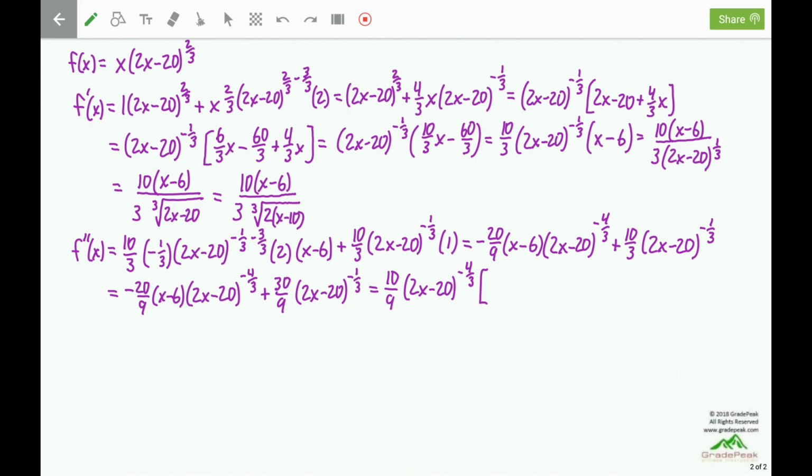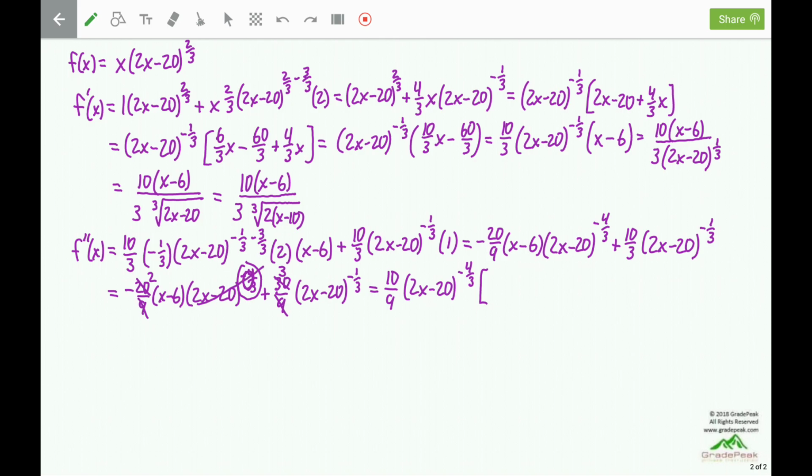Factoring out the 10 over 9, the 10 from the numerator will leave a 2 here and a 3 here, and the 9 from the denominator will just take the denominators away. Factoring out the negative 4/3 power, factoring is division and division is subtraction of exponents, we will be subtracting a negative 4/3 power, which is equivalent to adding a 4/3 power to each. Adding a 4/3 to this one, negative 4/3 plus 4/3 is 0. It will become a power of 0, and anything raised to 0 is a 1.